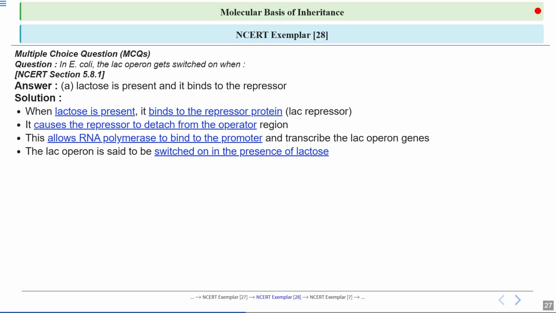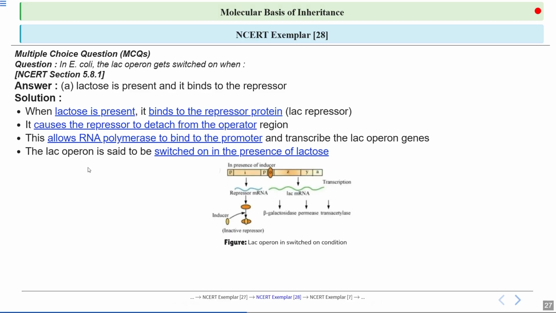So in this case, the lac operon is said to be switched on. You can see this is the regulatory gene. This regulatory gene is producing repressor protein. This repressor protein becomes inactive in the presence of lactose. So lactose binds to this repressor protein. It causes a conformation change in the repressor protein.